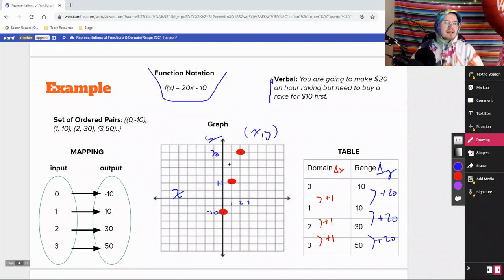And then we have the set of ordered pairs, so just the ordered pairs, the points. And again, we stopped at 3, 50, but you could have kept going to 4, 70, 5, 90, etc. So I would personally put all these examples down as an example of one function and talk about the differences, the benefits of how you use each of these, because all of these representations have their place in your toolbox.